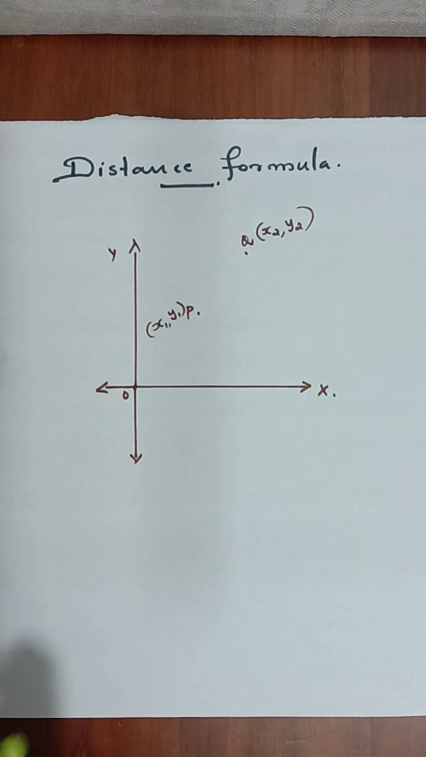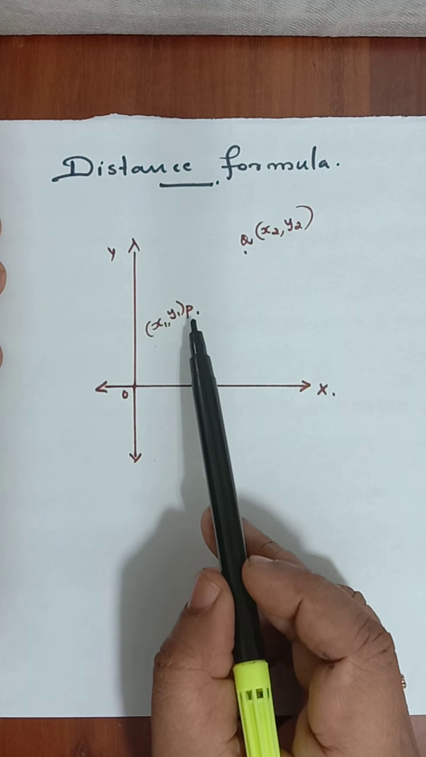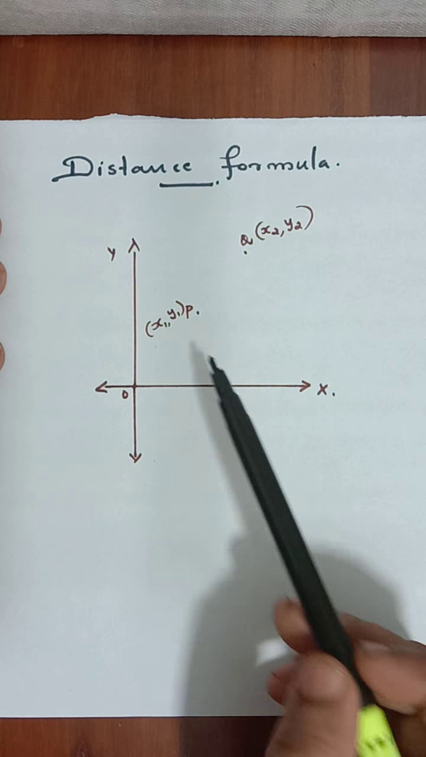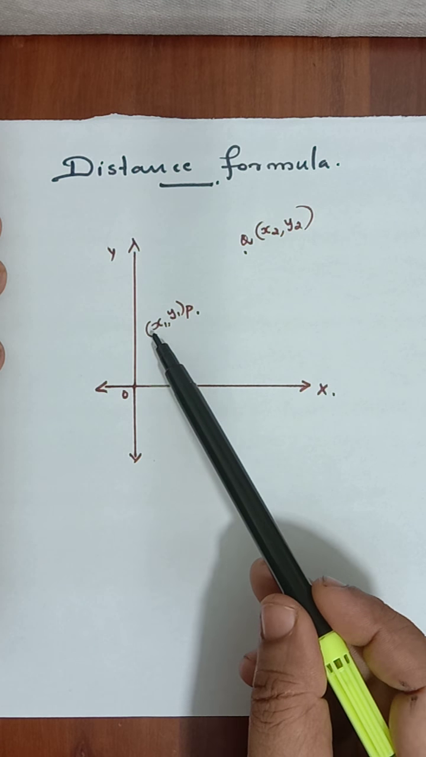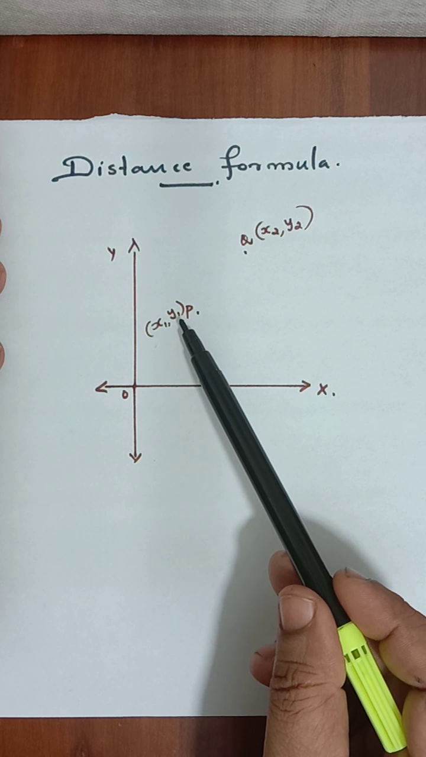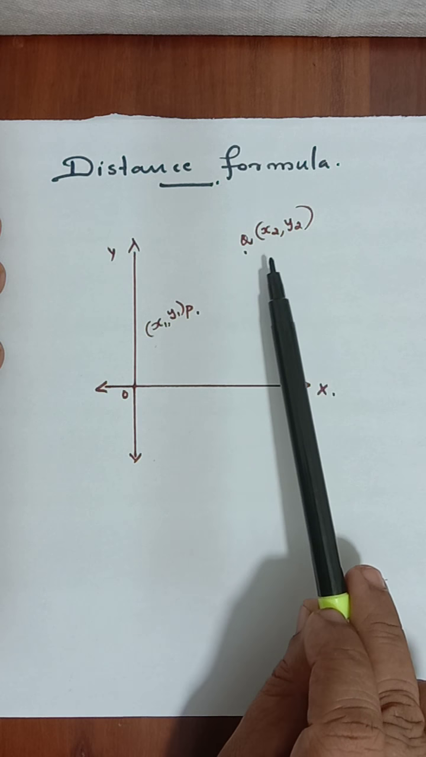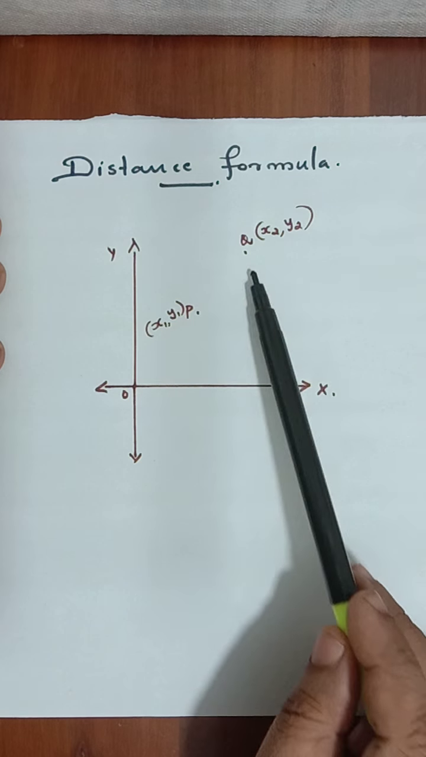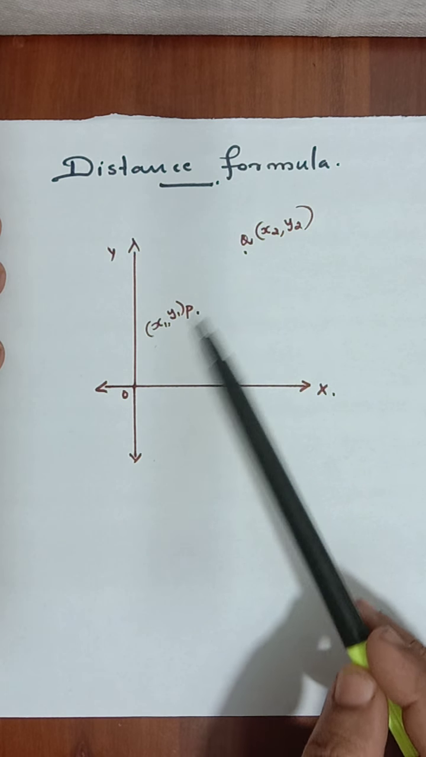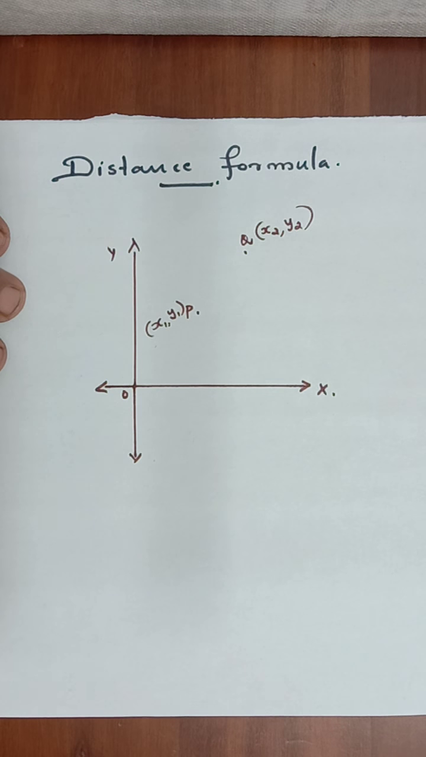Here we are going to learn the distance formula. It's very important. For the distance formula, let us consider 2 points. Point P has x-coordinate x1 and y-coordinate y1. Point Q has coordinates (x2, y2). So these are the 2 points. What is the distance between these 2 points? We are going to find out.